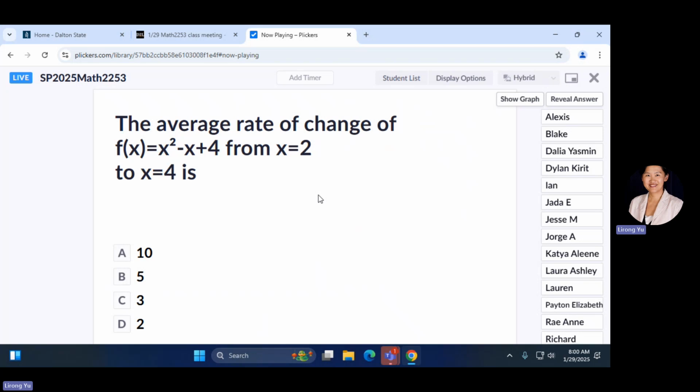We started chapter 2, so this practice question was from section 1. You can see the name is average rate of change for this function. The average rate of change basically is the slope of the graph of the function. So just try to remember how we calculate slope.